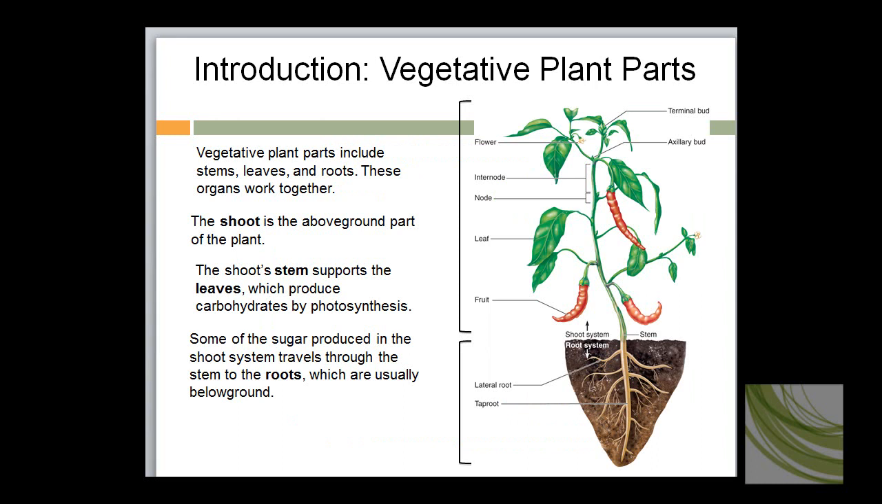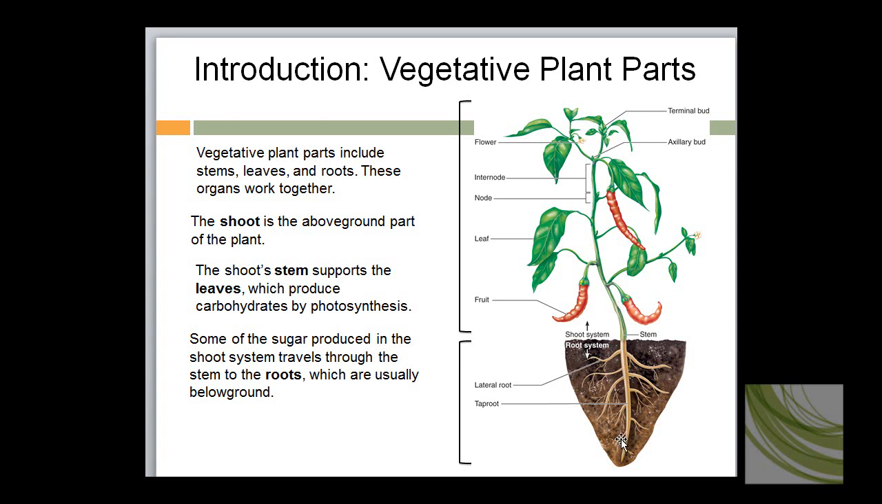But let's start at the very beginning. The parts include the roots and root system, and then the shoot, which is above ground. The shoot has stems and leaves, which are primarily there to produce carbohydrates and energy through photosynthesis. Some of the sugar produced in the shoot system travels through the stem to the roots, which are usually below ground. Sugar is basically glucose that is produced during photosynthesis.